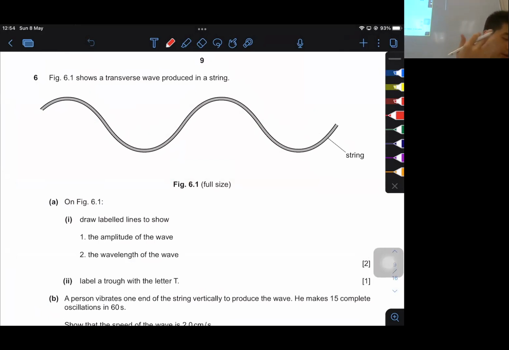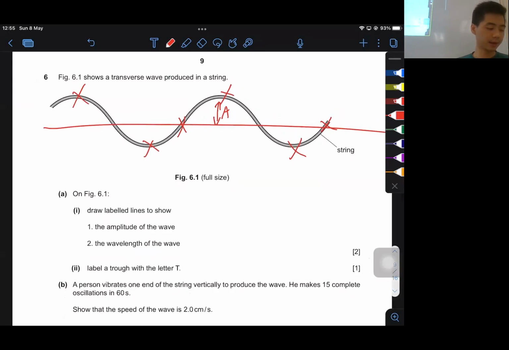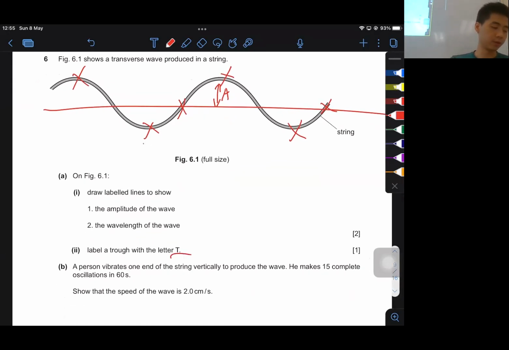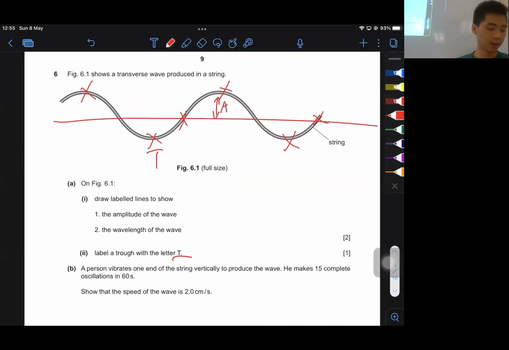Okay, then from here, amplitude of the wave, obviously you draw the equilibrium position first, and you say that this is going to be your amplitude. And the wavelength would obviously be either from here to here, or here to here, or here to here. Either one is acceptable. Then after that, they ask you to label the trough, which is obviously here. I think everyone should be fine. The right one? Yeah, either here, same.